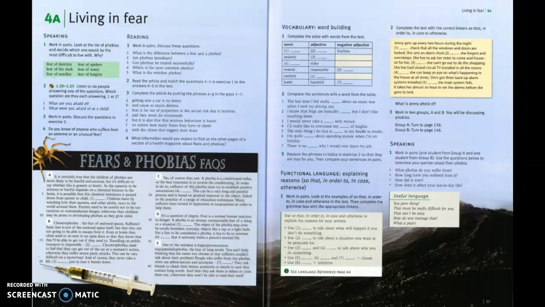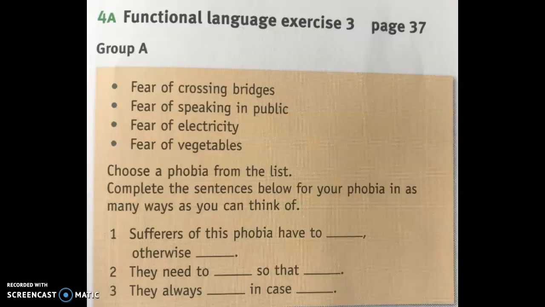Now it's time for some fun with the speaking activity. Tell students you're going to put them into 2 groups. You can either do this by putting half of your students in a breakout room, or just get half of them to look at one set of instructions and the other half to look at the other set of instructions on your slide. Give one group of students, Group A, this set of instructions. Get them to choose a phobia from the list and then complete the sentences for their chosen phobia in as many ways as they can think of.